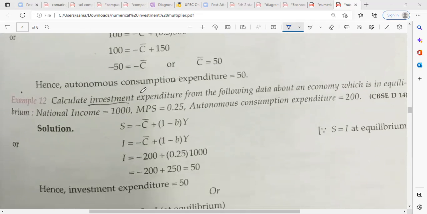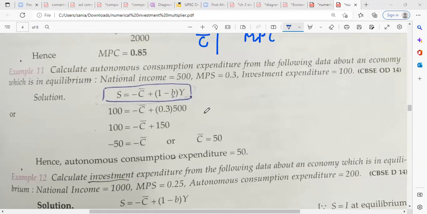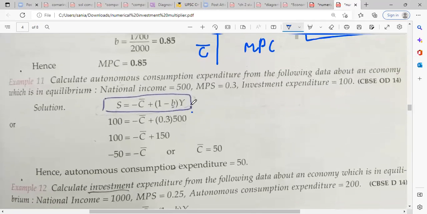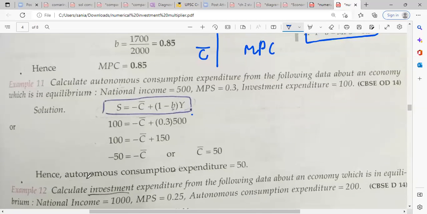Okay. So let's just start. Next, I hope everyone got 50. Yes, ma'am. Okay. So now, next one. See, over here, calculate investment expenditure. You have to calculate investment expenditure from the following data about the economy where the equilibrium national income is given, Y is given to you, and MPS is given to you, and autonomous consumption is also given to you. So what you have to calculate? You have to calculate I. Can you do it?